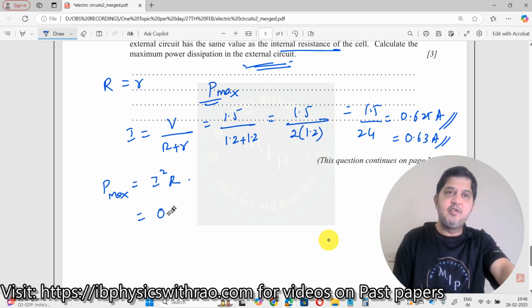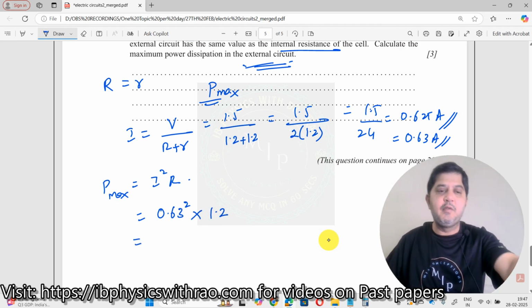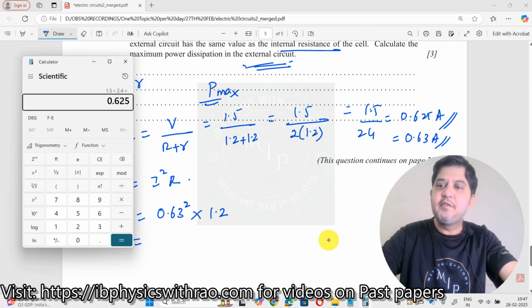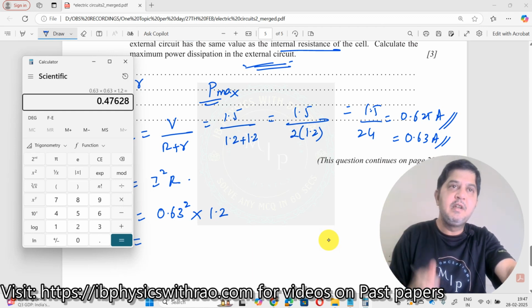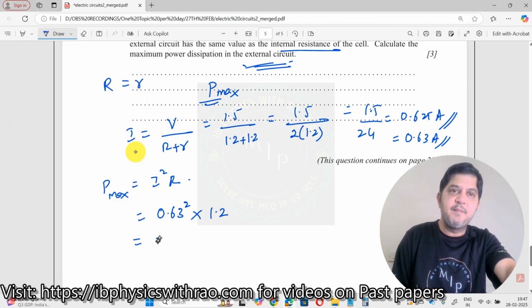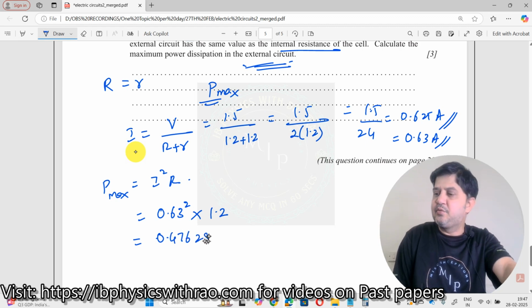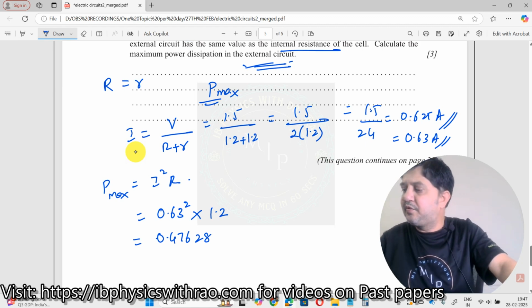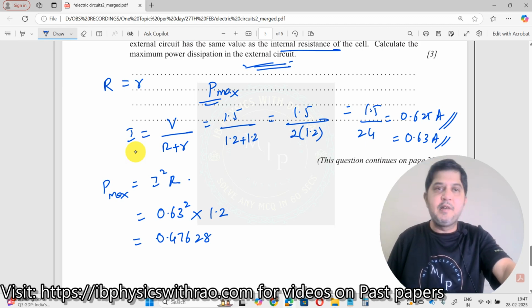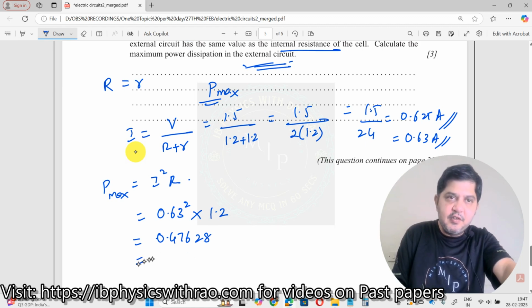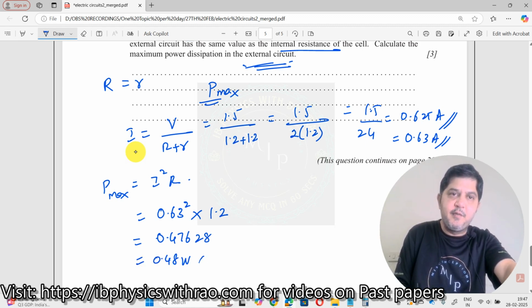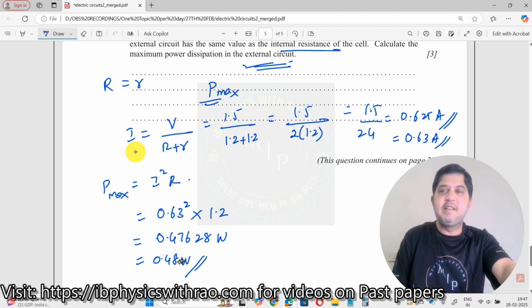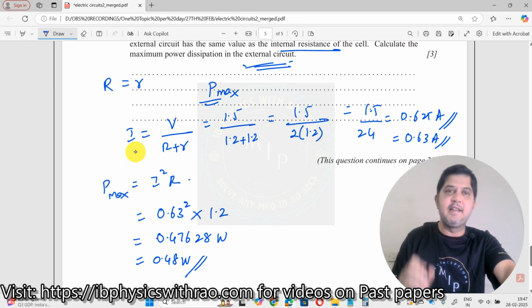So this should now be 0.63 squared multiplied by 1.2. 0.63 multiplied by 0.63 multiplied by 1.2 is 0.47628. Let me check my PC to see what I have got. So this should nearly be equal to 0.48 watt. Unit is watt over here. The answer is 0.48 watt. You should get an answer similar to this.